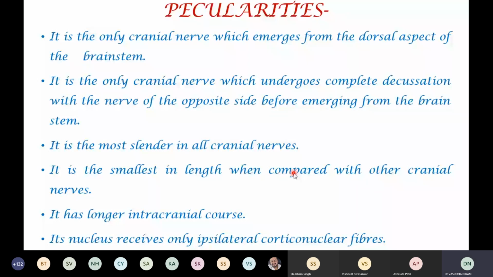Also, phylogenetically, it is considered as a nerve of the third eye. What do you mean by third eye? The pineal gland is considered as the third eye.